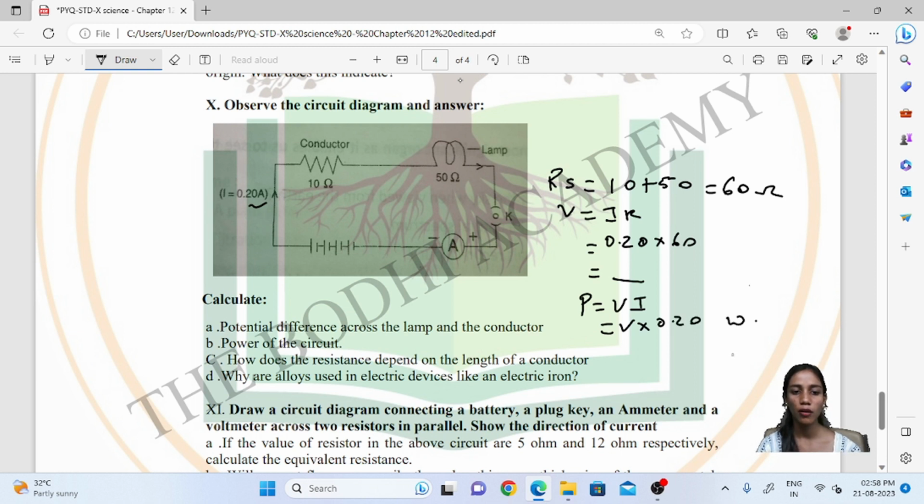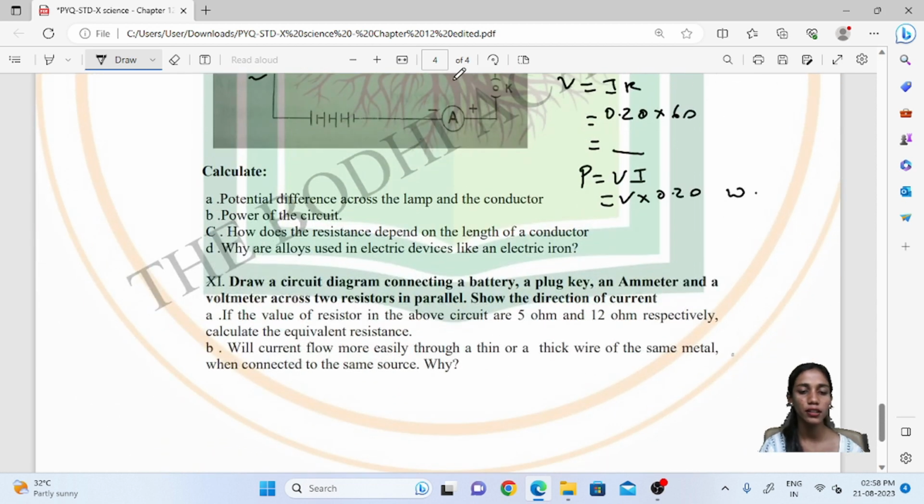Now how does the resistance depend on the length of the conductor? The resistance is directly proportional to the length of the conductor. Why are alloys used in electrical devices like an electric iron? You have to give an application here, the application of heat. An electric iron uses the heating effect of electric current. For it to operate, it requires a very high temperature, and for this purpose you need metals which can take up high temperatures, which is done by alloys. So that's the reason alloys are used in making an iron.